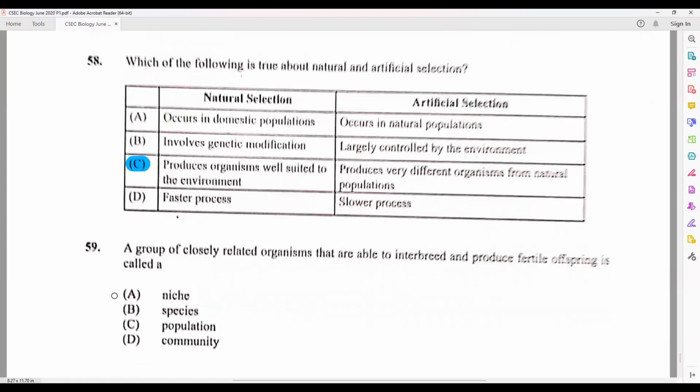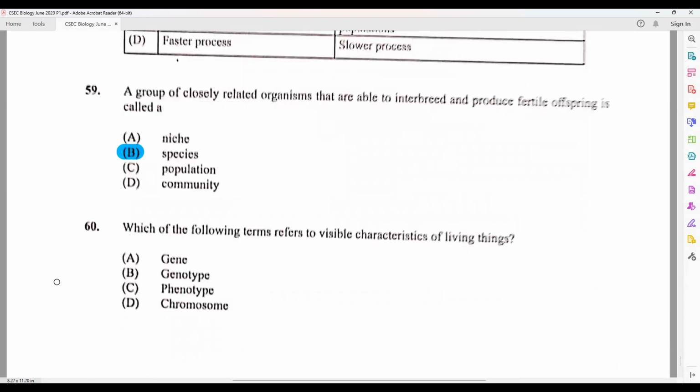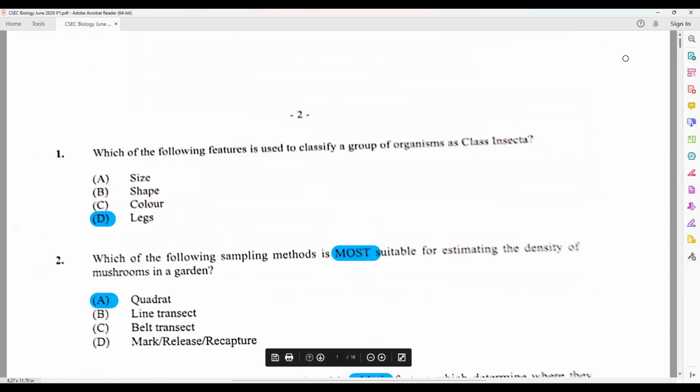59, a group of closely related organisms that are able to interbreed and produce fertile offspring is called a species. Which of the following refers to visible characteristics of living things? Visible meaning manifested things that you could see, and that is known as phenotype. And this brings us to the end of the 60 questions for this paper 1, June 2020.